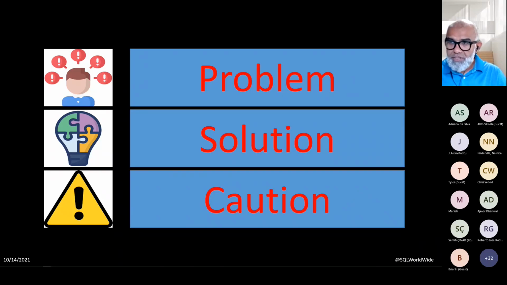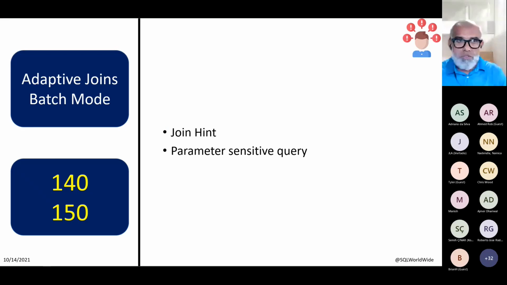Going forward, on all my slides, in the top right corner of the slide, you will see this symbol. I just made those up for ease of understanding. So I will explain what each symbol means. Let's move on. The first one is adaptive join batch mode.